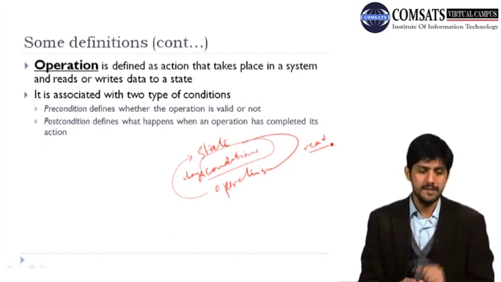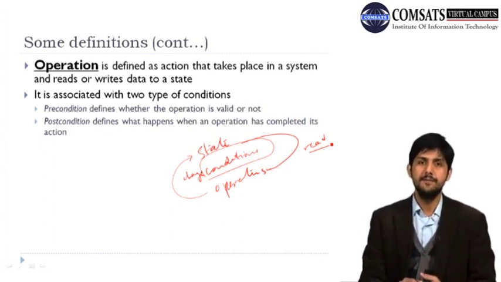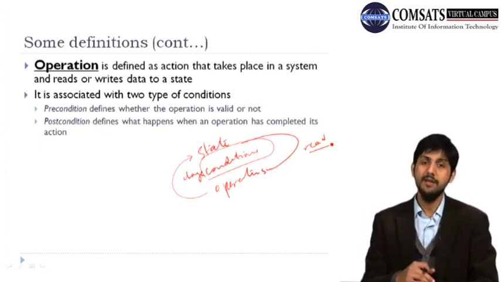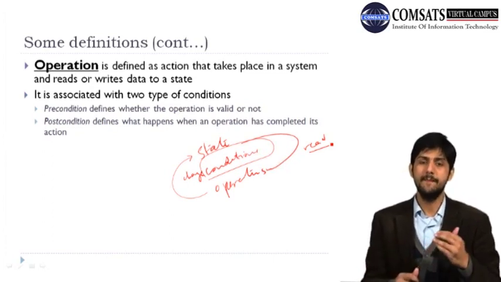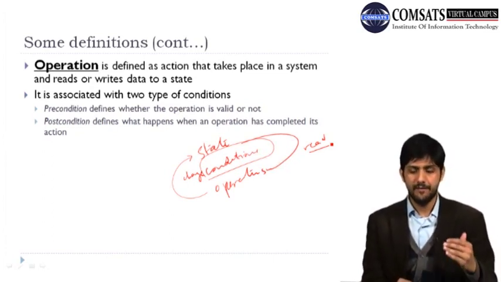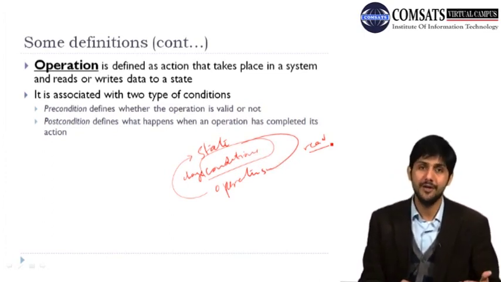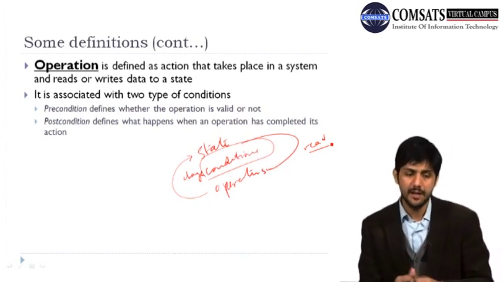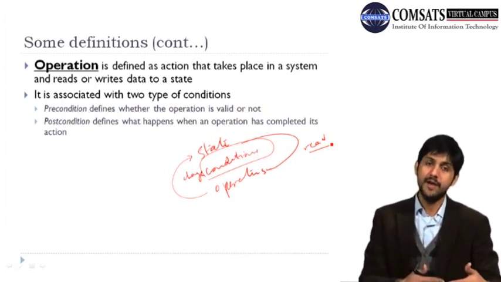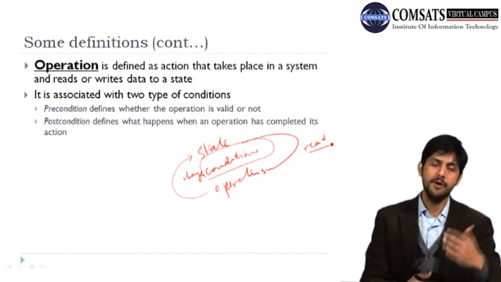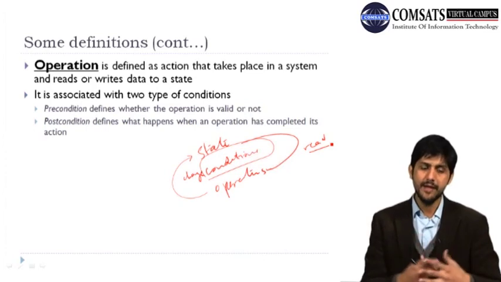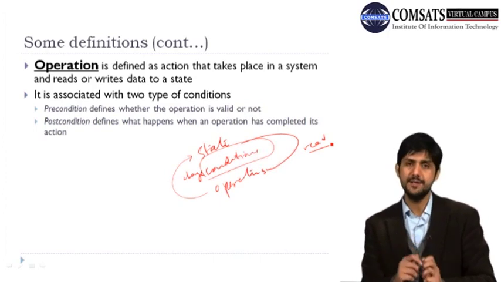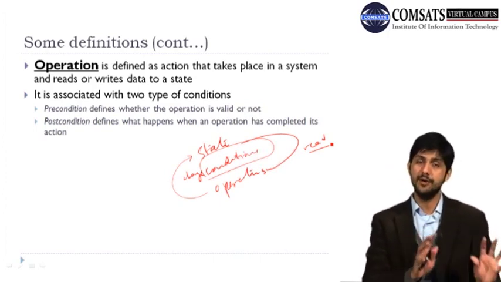And when we are writing operations, there are two types of conditions: preconditions and postconditions. Preconditions define whether the operation is valid or not. First of all, you need to know whether a certain operation can be applied or not. In our example yesterday, we did not discuss that an operation has preconditions and postconditions, because in our example it was not needed, but we're going to look at why this precondition is useful, why we actually need it, and what the postconditions are.